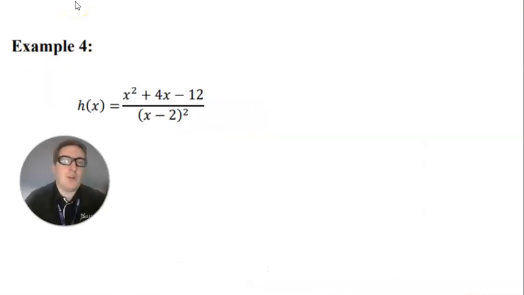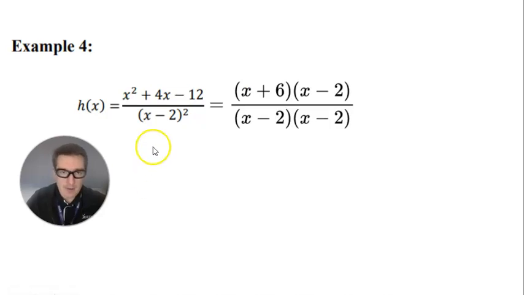Example 4, you're going to try on your own, but I have to give you a little bit of information before you can do that. So take a look at function h, where we have two quadratic functions, one in the numerator, one in the denominator. If I factor out the top part, I'm going to get x plus 6 times x minus 2. What makes this one different is I have a multiplicity of 2 for the bottom factor. That means that x minus 2 cancels out once.